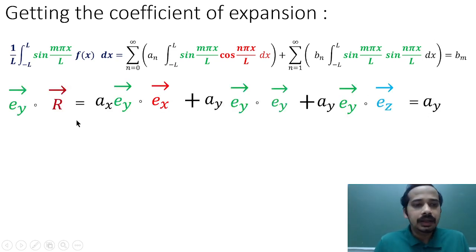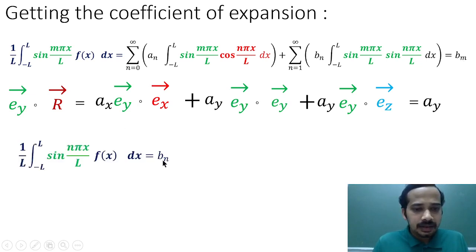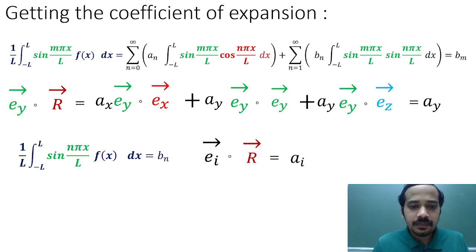This is also very similar. Suppose you need ay in the expansion of the r vector, you have to take the dot product with ey, and if you take the dot product, ay will come outside. So the process of getting bm is very similar to the process of getting ay, and you can write this bn in terms of the integral 1 by L, integral from minus L to plus L, sin(n pi x by L) f of x dx, is equal to bn. This whole integral is very similar to a dot product.